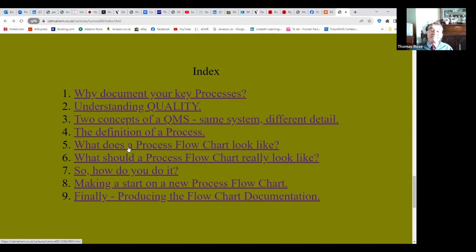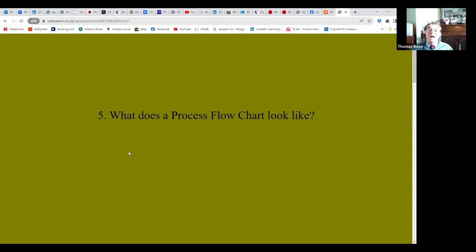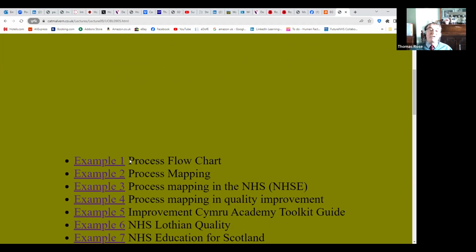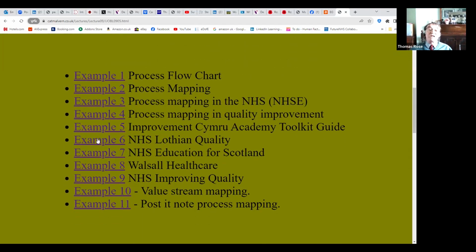So that's a little bit about understanding what a process is, and that's really important, differentiating between system, process, and procedure. So what does a flow chart look like? A process flow chart. This is all about documenting your processes. There are loads of examples of what a process flow chart looks like associated with the NHS.